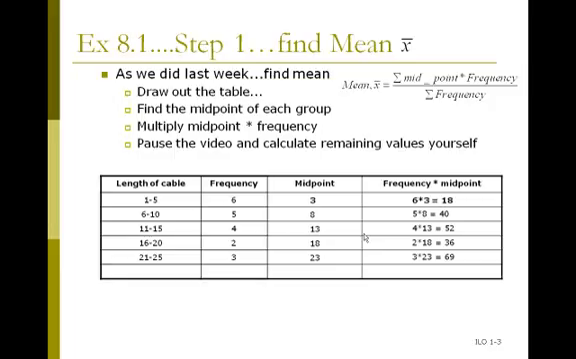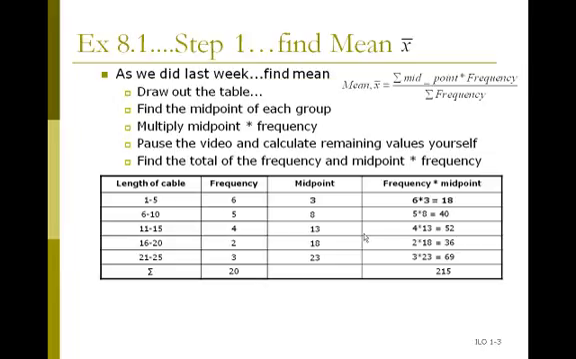Hopefully the values that you found corresponded to those values that are now displayed in the table. The next step is to find the total of the frequency and also the total of the midpoint times the frequency. Adding those up, the total of the frequency is equal to 20 and the total of the midpoint times the frequency is equal to 215. So now we have all the values we need to calculate the mean.